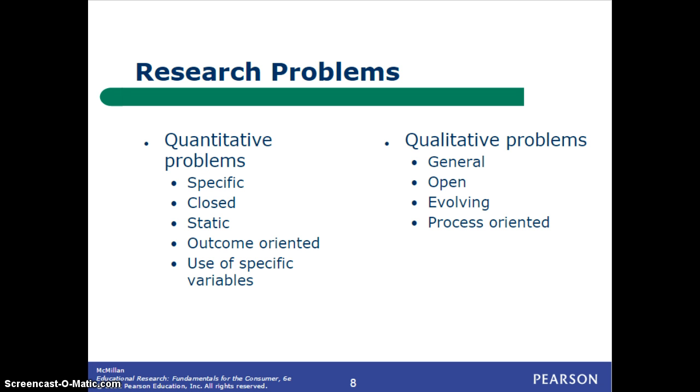Generally speaking, as we addressed in week 2, our research is divided into two broad areas, either quantitative or qualitative. As you can see, quantitative problems are very specific. They are generally outcome oriented and address specific variables. On the other hand, qualitative problems are much more general. They are evolving. So as qualitative researchers, we leave that space open to allow that research process to shift and change.